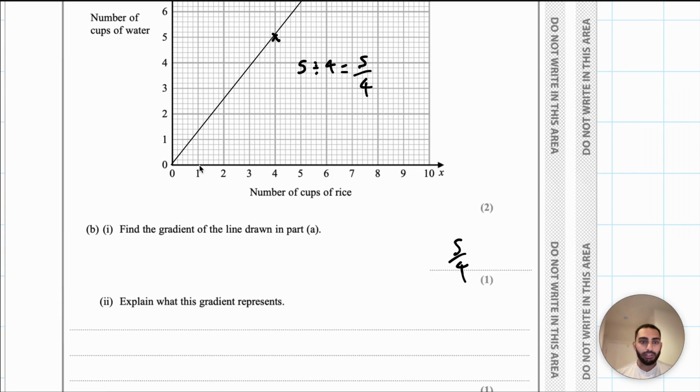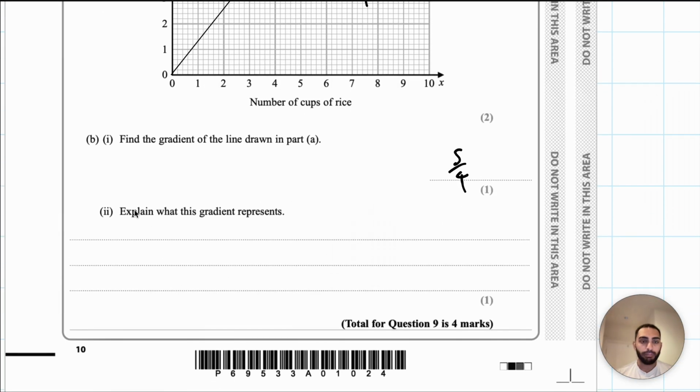This 5 quarters is just saying for every 1 cup of rice, I'm going to need 5 quarters cup of water. So I'm going to need 1.25 cups of water. So for every cup of rice, 5/4 cup of water is required.